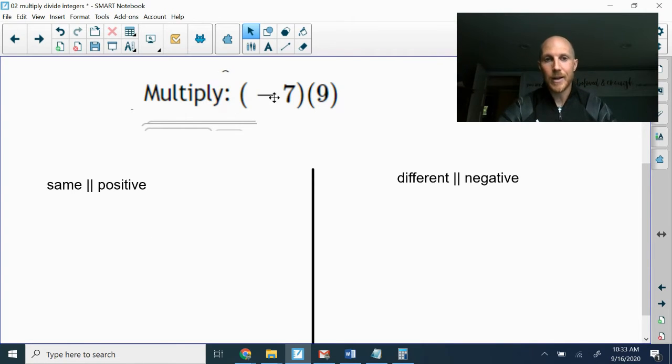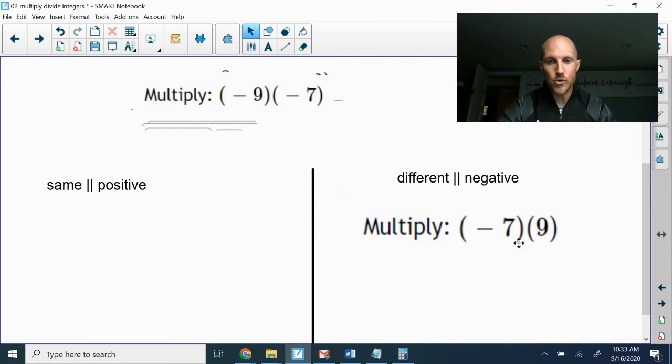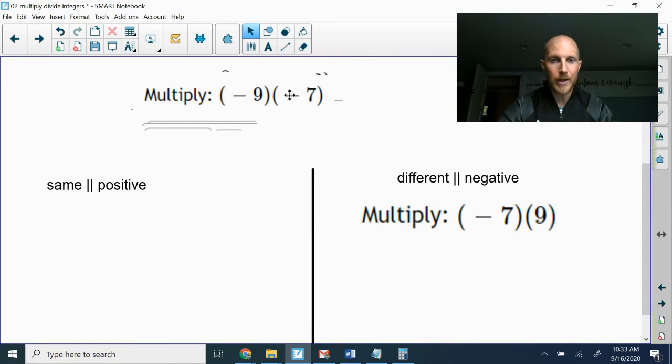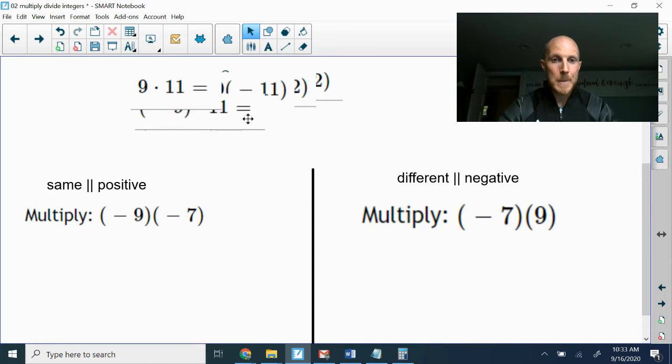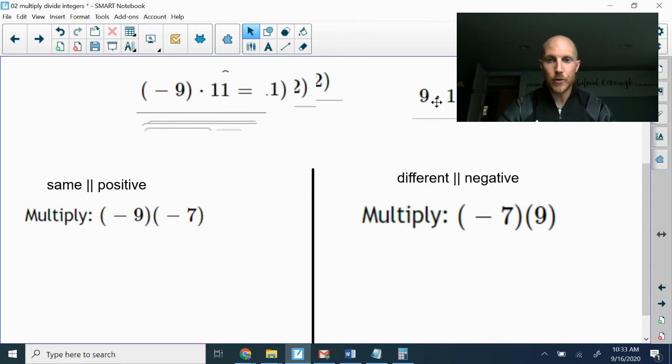So the first one, I've got a -7, a +9. Those are different. -9 and -7, those are both the same, so it's going to give me a positive result. Oops, grab this one right here. So I've got a positive and a positive. Those are both the same.